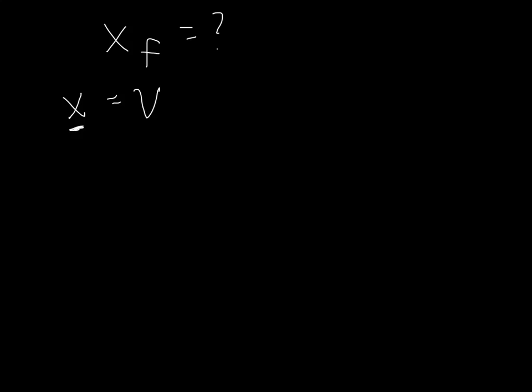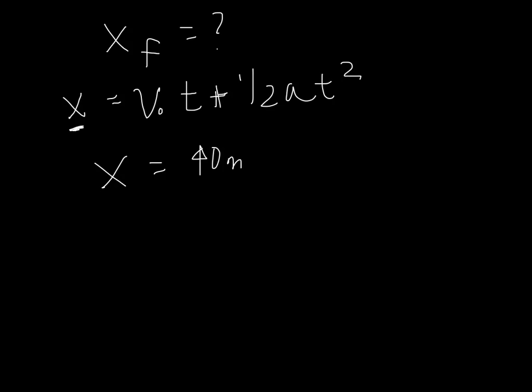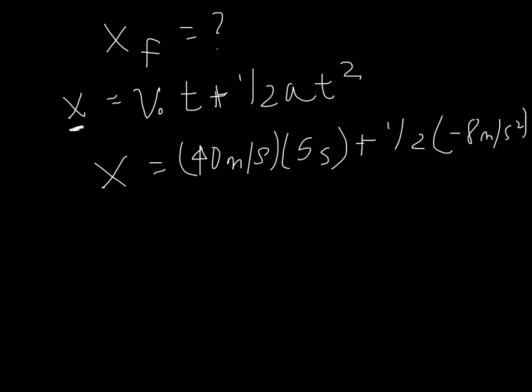And that is x equals v naught t plus 1/2 at squared. If I plug in everything that I know, I have x equals 40 meters per second times 5 seconds plus 1/2 times negative 8 meters per second squared times 5 seconds squared.